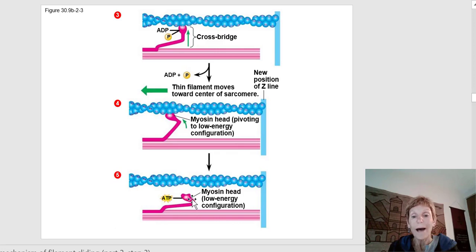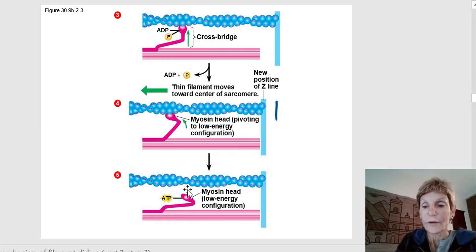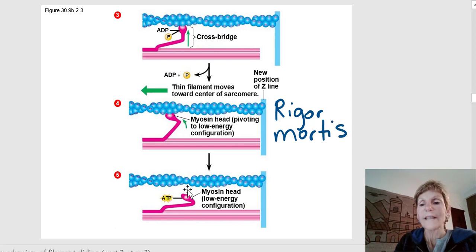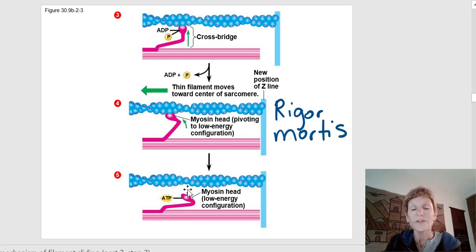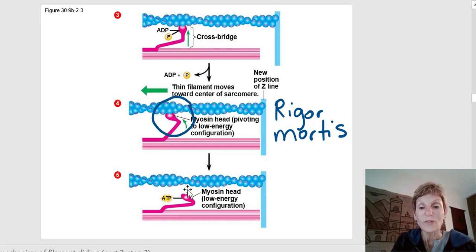And so what will end up happening is any contraction that has happened can't let go. And because it can't let go, you end up getting a rigidity of the muscles, which is called rigor mortis. So I'm going to write that down. Rigor mortis. Rigor mortis literally means rigidity following death. And that occurs because there's no more ATP and then myosin cannot let go. It's stuck in this position right there.